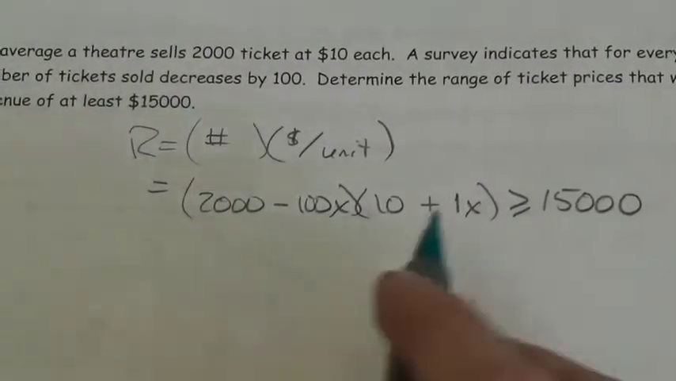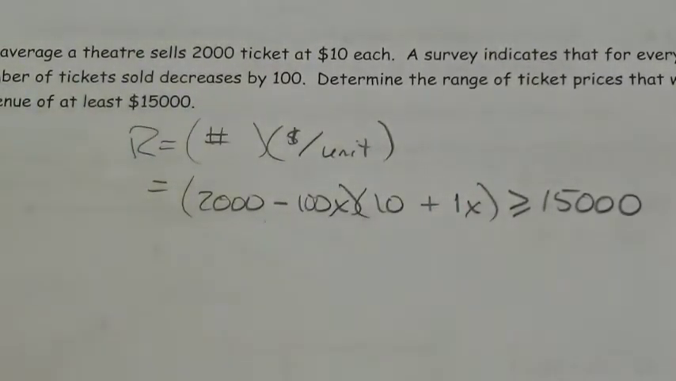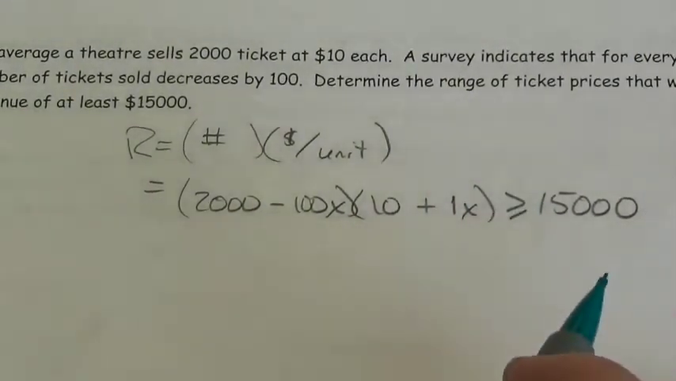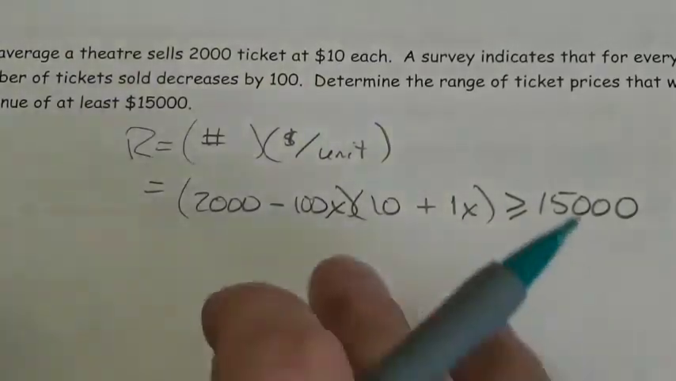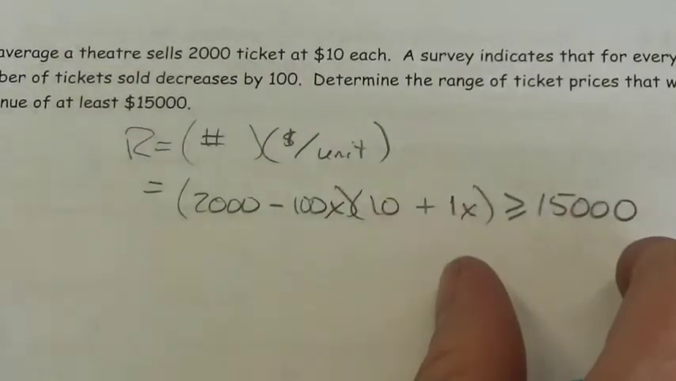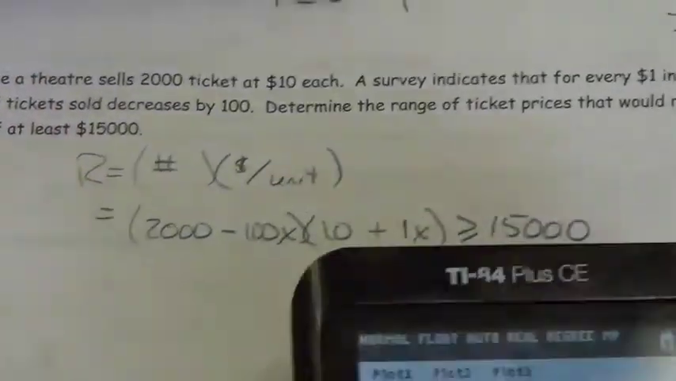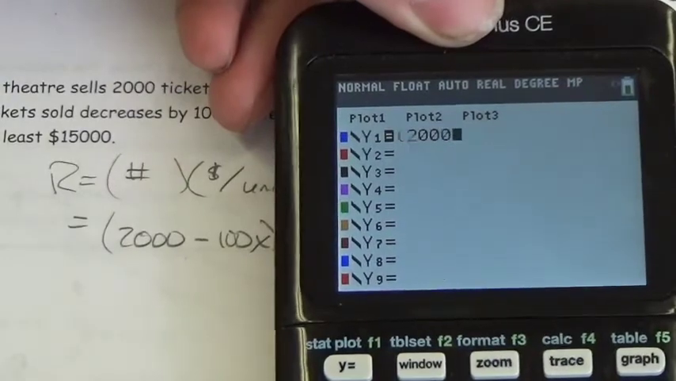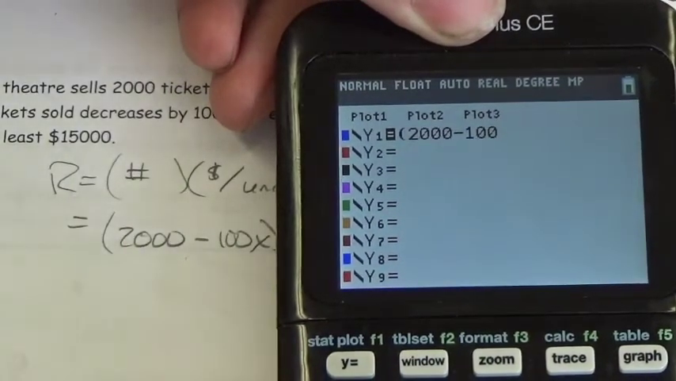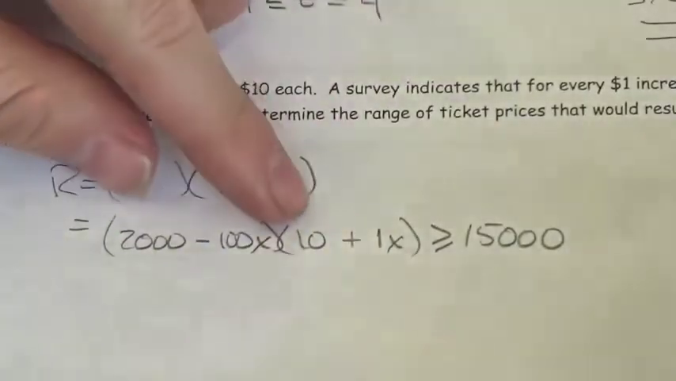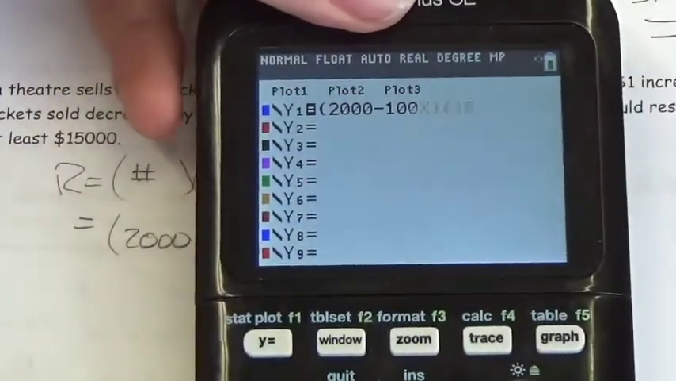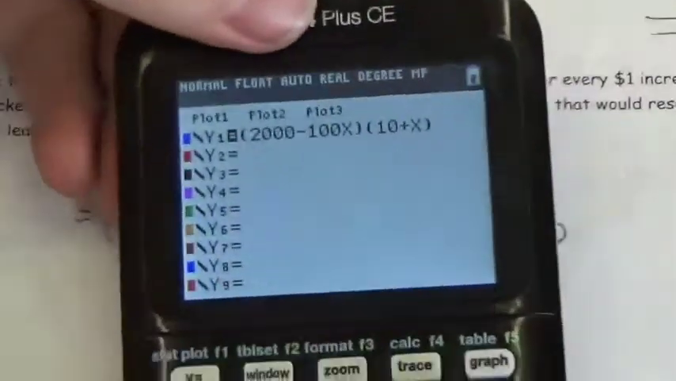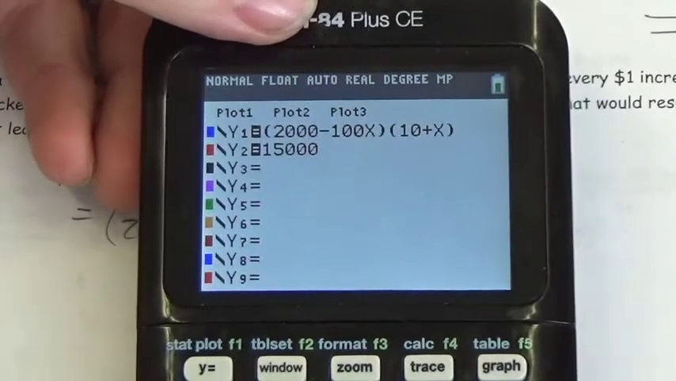Okay, well, now to do this question here, we'll use our calculator again. I'm going to try this in a slightly different way, though, just to give you an idea of another way that you can approach this. I'm going to enter these into the calculator in two different y equals. So this first one I'm going to enter in is 2,000 minus 100x, multiplied by 10 plus x. And then in the second line, I'm going to enter in the 15,000. It's just another way of doing this same problem here.